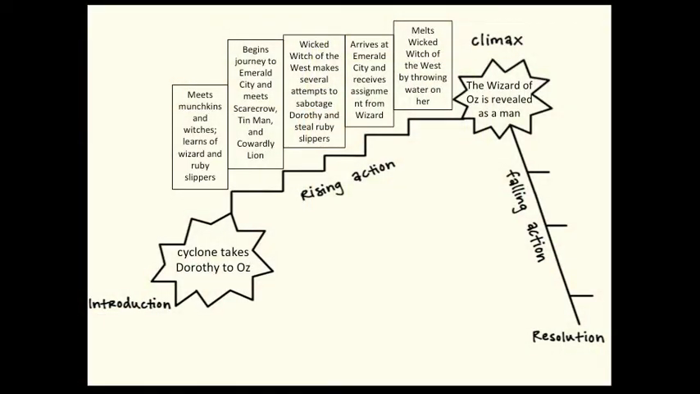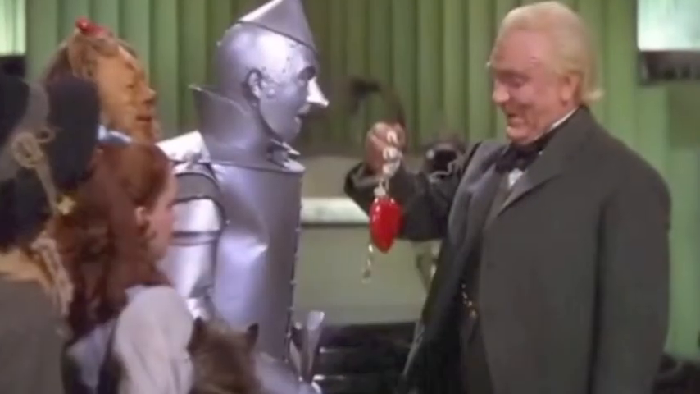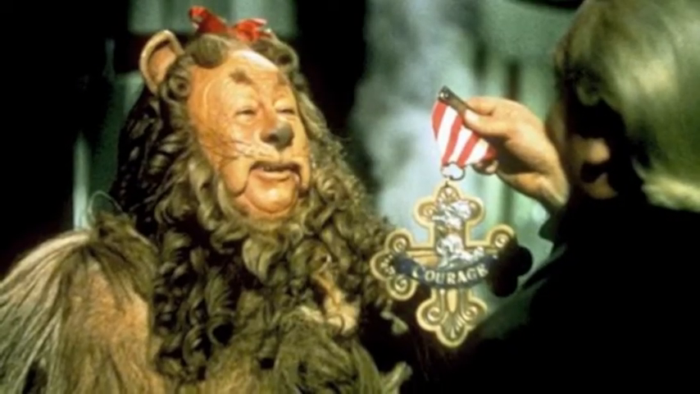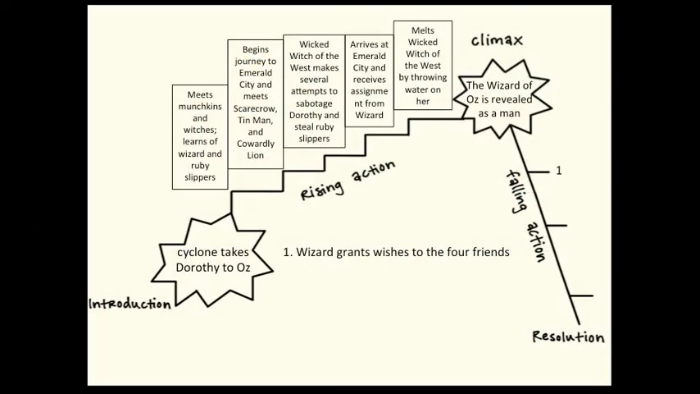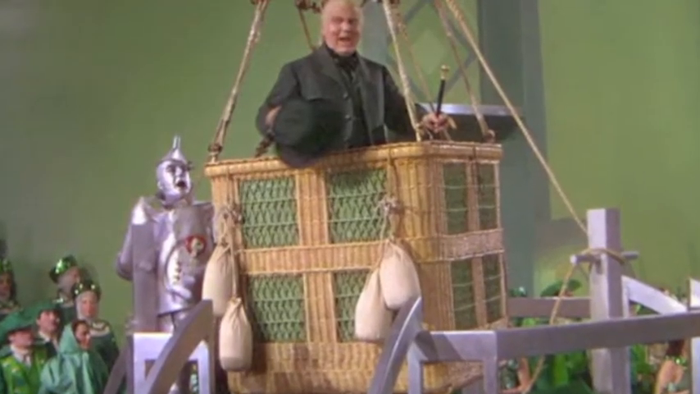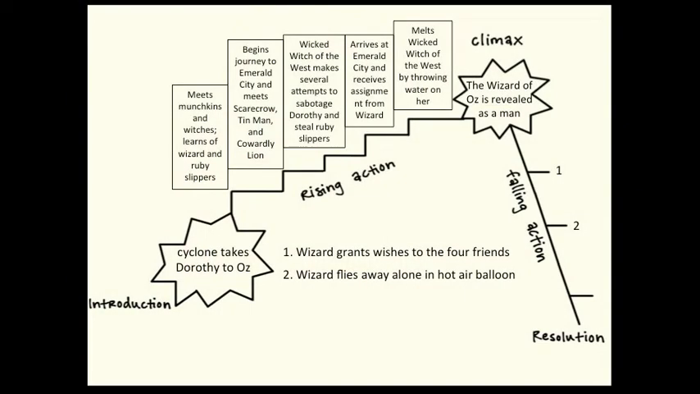The falling action for the Wizard of Oz begins with the wizard granting the wishes to the 4 friends. The Scarecrow gets a brain, the Tin Man gets a heart, the Cowardly Lion gets courage, and Dorothy is promised a trip back home. The next falling action is when the wizard flies away alone in his hot air balloon, leaving Dorothy stuck in the land of Oz.